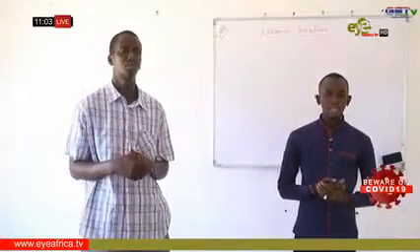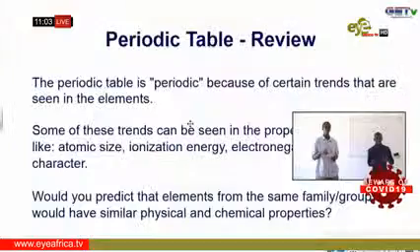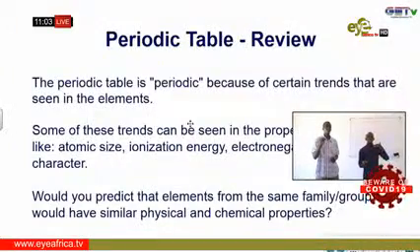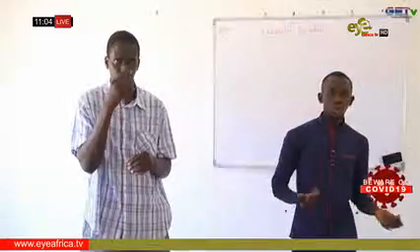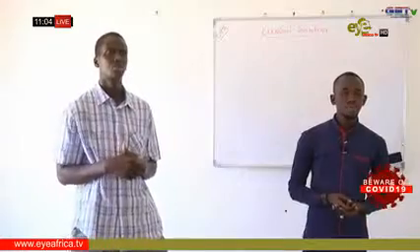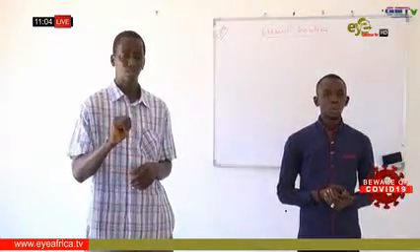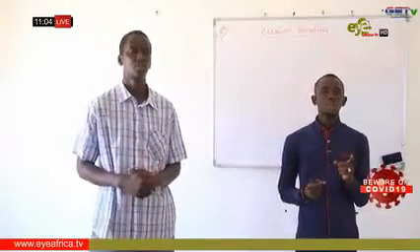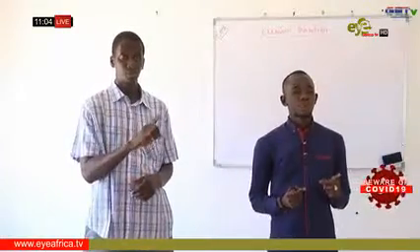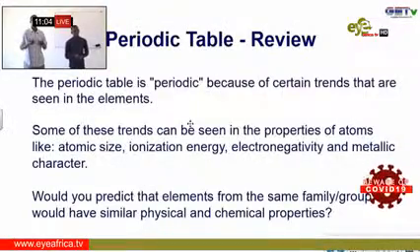Now, some of these trends can be seen in the properties of the atoms. That is, these trends normally repeat themselves in a regular pattern. One of them is atomic size. We also have ionization energy, electronegativity, and also metallic character. But these are not the only periodic properties we have. We also have other periodic properties.